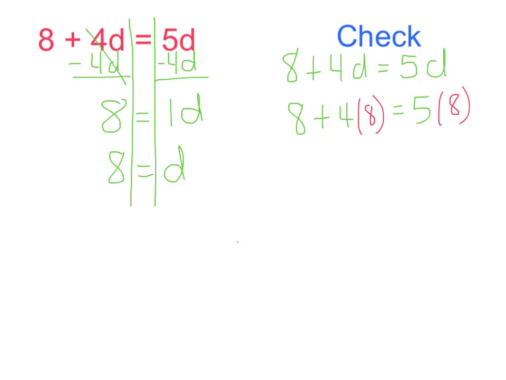So first we need to multiply. 4 times 8 is 32. 5 times 8 is 40. 32 plus 8 is 40, so 40 equals 40. Does this check out? Yes, it does.